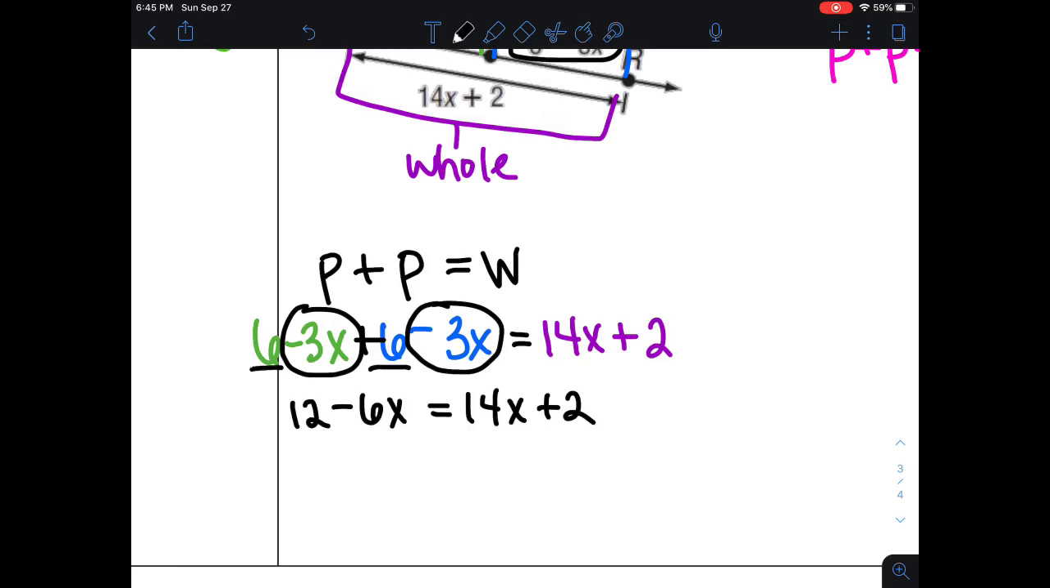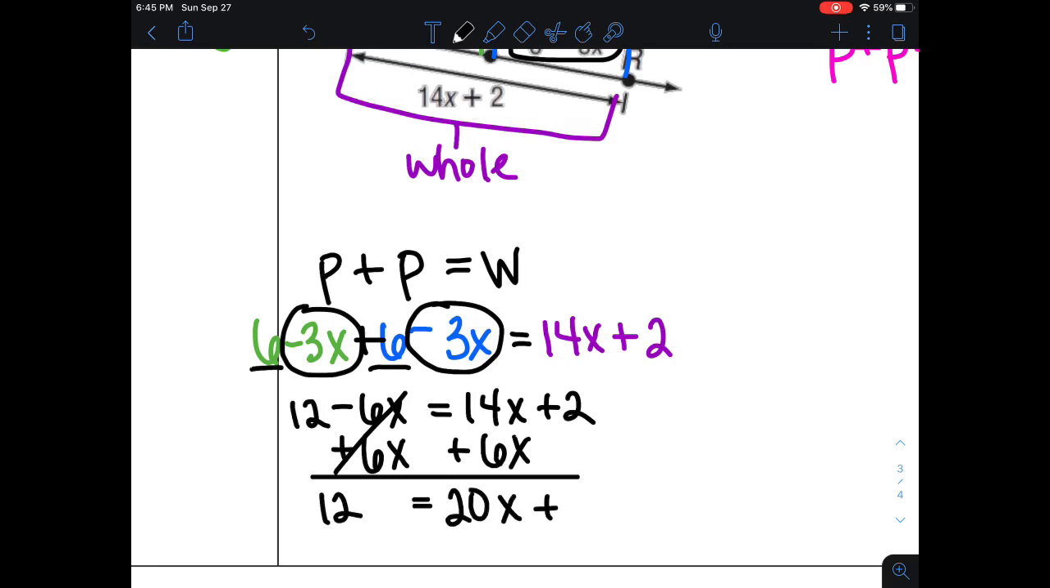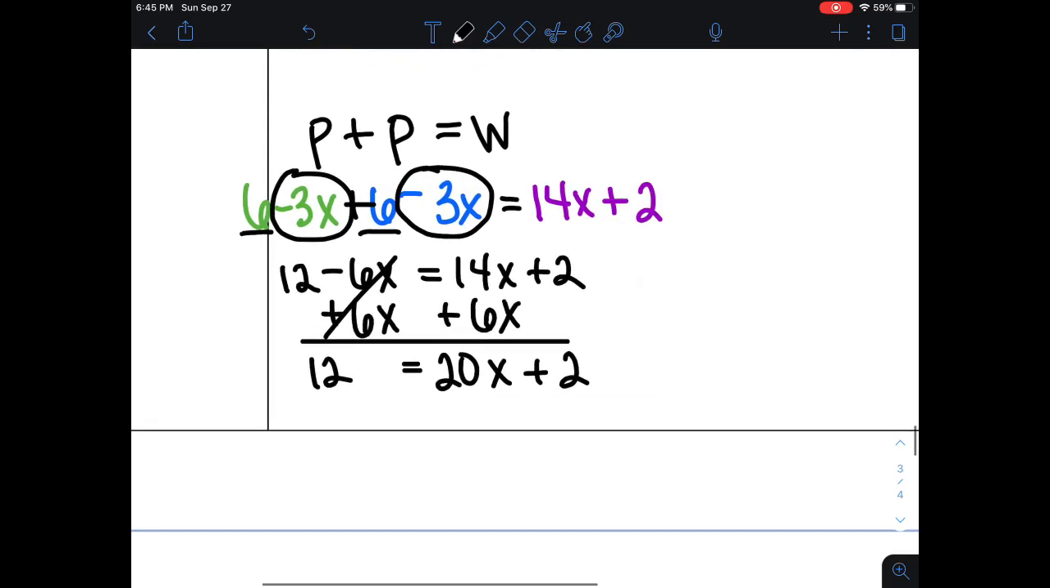Okay, now we have this multi-step equation. You already know what's up. Where's the smaller x? Right there. All right, so that's the one I'm going to have to deal with. Since it's already minus, you already know we got to add it, right? Okay. So now it's going to leave me with 12. And then 14 plus 6 is 20. So that's 20x plus 2. Great. Now let's get rid of that 2 too.